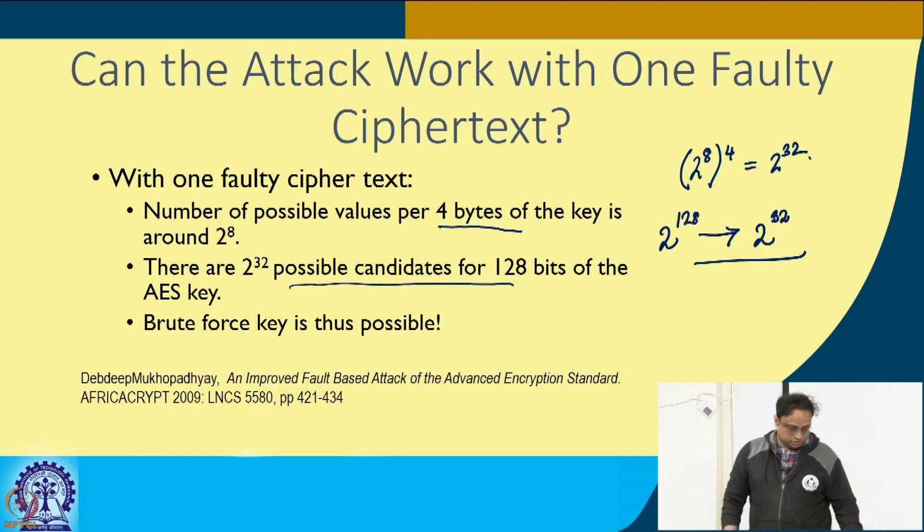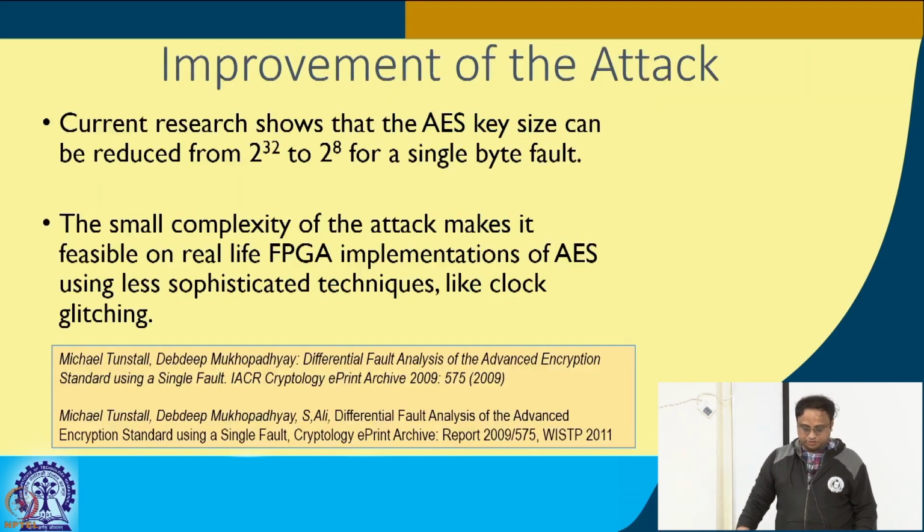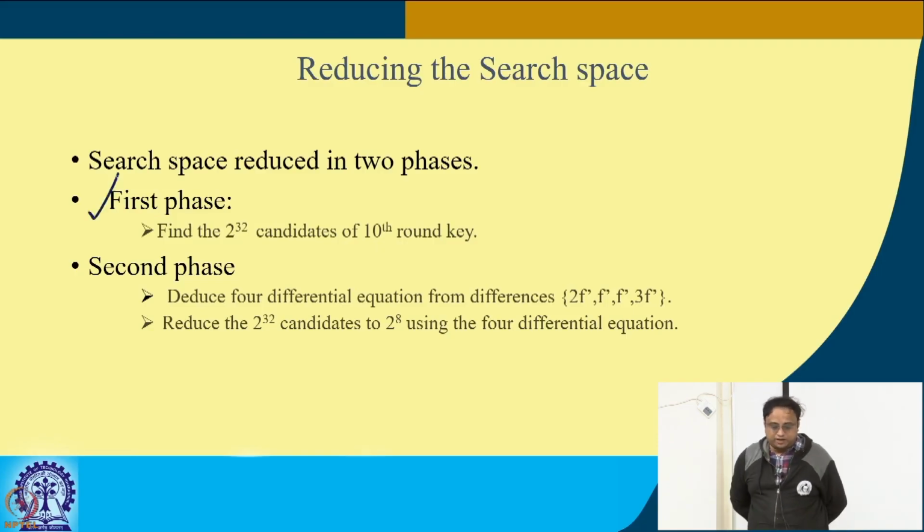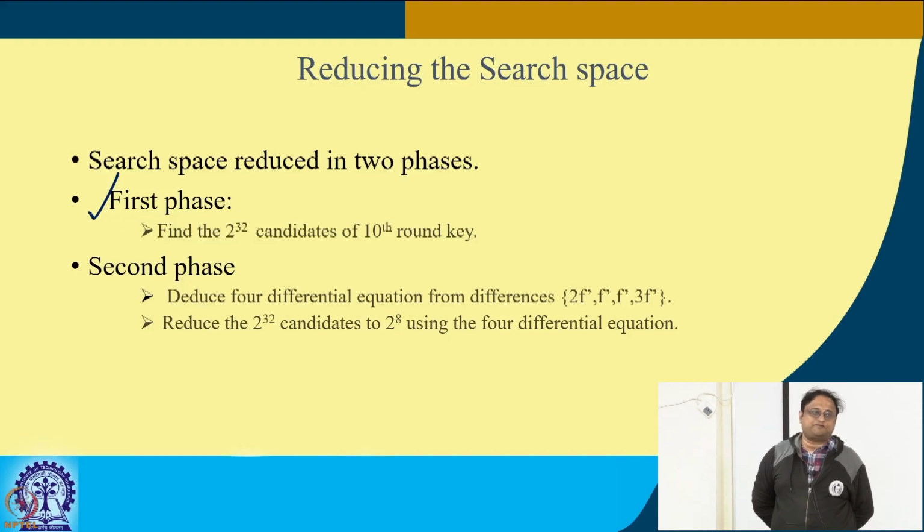Okay, so now let's see whether you can do something better very quickly. I will not go into details. So this is what we have studied so far. You can do a first phase of the attack where only 2 to the power of 32 candidates of the 10th round key will survive this test. So from 2 to the power of 128, with a single fault, you have reduced it to 2 to the power of 32. Does this make sense so far?